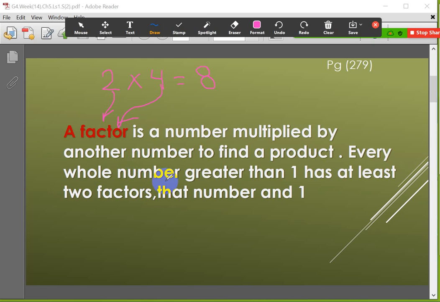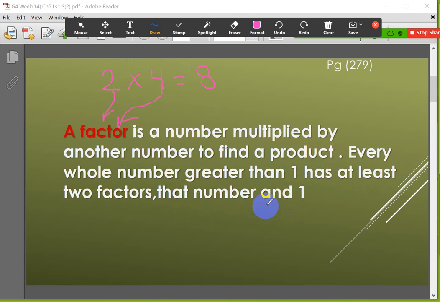Because we didn't start. So a factor is a number multiplied by another number to find a product. So any number like 2 multiplied by a number like 4, we name those numbers factors. Each one is a factor. Now, every whole number greater than 1 has at least 2 factors, that number and 1.